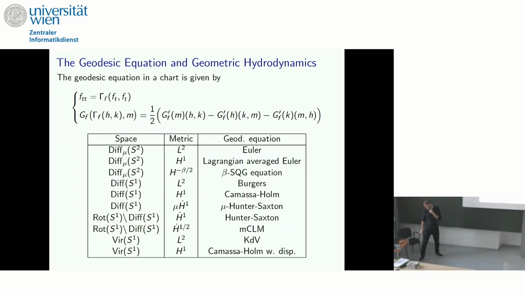Okay, so we now have a Riemannian metric with a well-defined geodesic distance function. Now we want to calculate geodesics. The first thing we do is calculate the geodesic equation. And as already mentioned, these are related to many famous equations in geometric hydrodynamics. Here is a list of some of them. This is in no way a complete list.